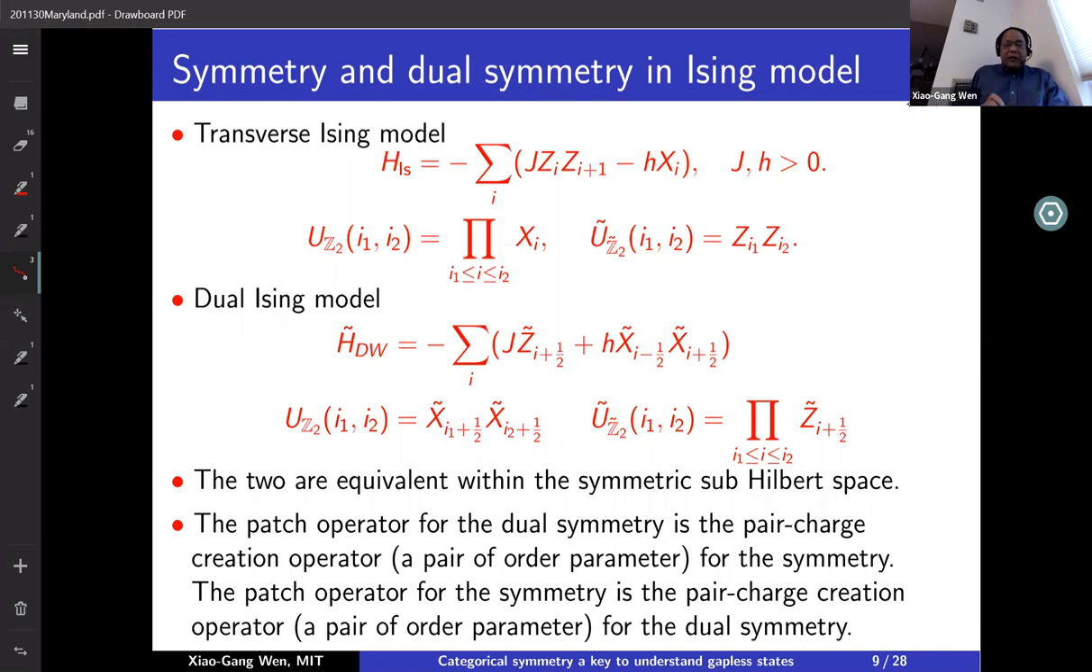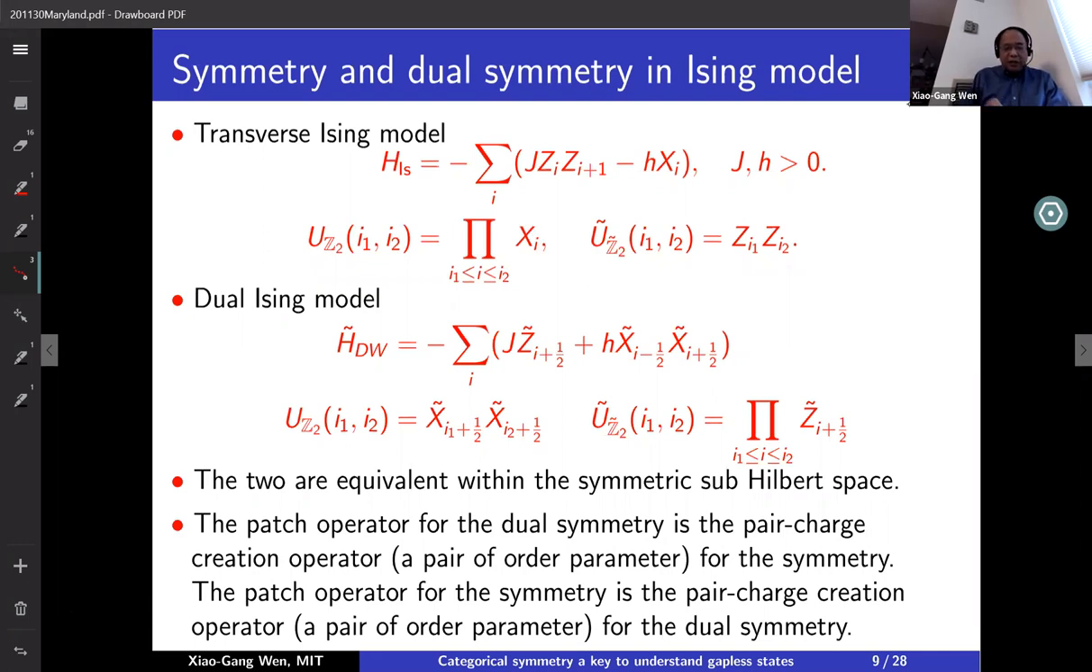Okay. And this explicit expression also allows us to see that the patch operator for the dual symmetry actually creates a pair of charges, because Z is a charge creation operator for this symmetry. So this is a pair of creations of Z2 charge. And this Z is also the order parameter. Therefore, the patch symmetry operator for the dual symmetry is a pair of order parameters of the original symmetry.